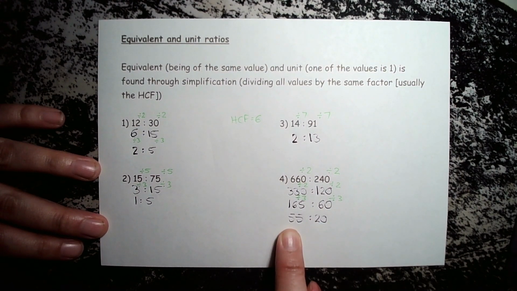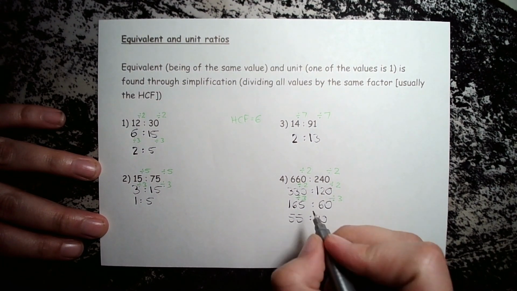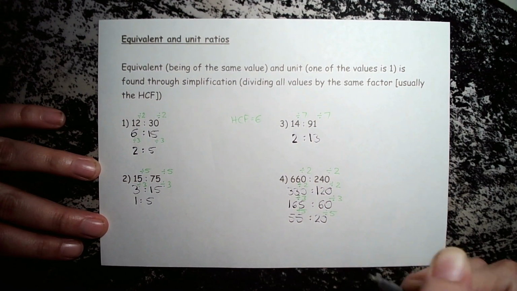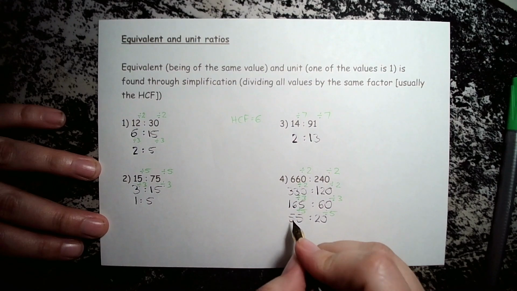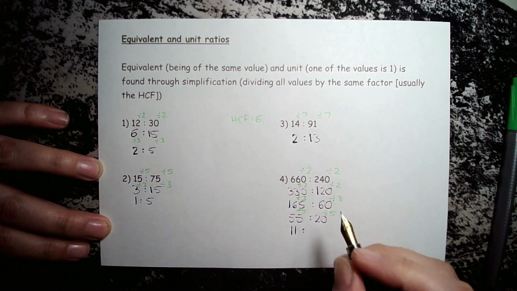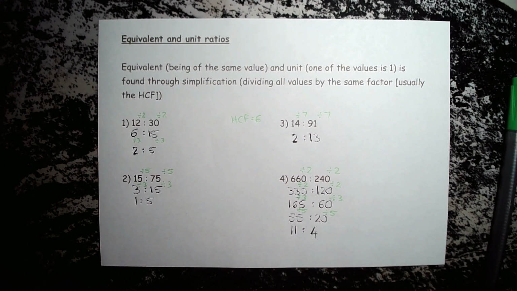3 cannot divide into 55. It can also not divide into 20. 5 can divide into both 55 and into 20. So we have 55 divided by 5 gives us 11, and 20 divided by 5 gives us 4. We can no longer divide any further. 11 is a prime number, and 11 does not go into 4.